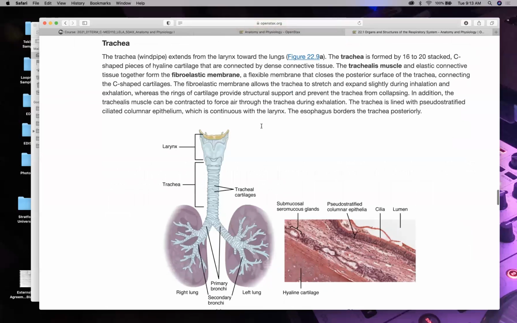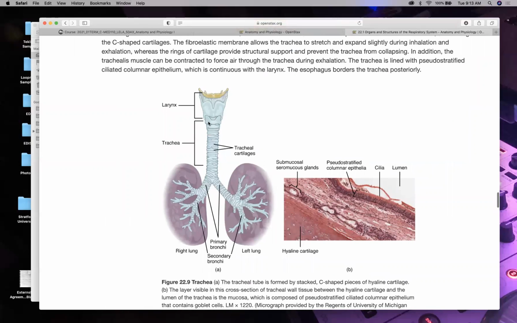Now, look at the trachea. It starts right here, at the bottom of your larynx and all that thyroid cartilage. Little by little, the trachea splits at a place called the carina, C-A-R-I-N-A. That's the crossroads of your right and left bronchus.